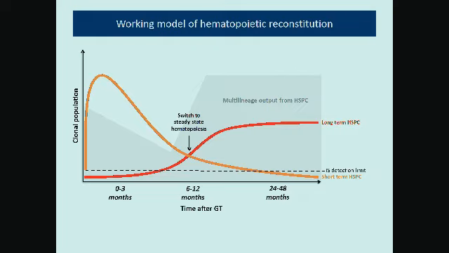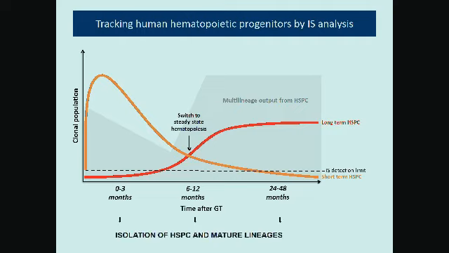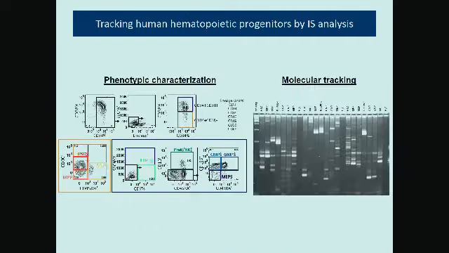So we decided, on the basis of this working model, to work a little bit more in detail, and now I'm going to move to data that are not published, and to further dissect the CD34 composition and repertoire in these patients, and in particular to isolate hematopoietic stem cell progenitors and mature lineages, and focus on the comparison between these different stages of hematopoietic reconstitution.